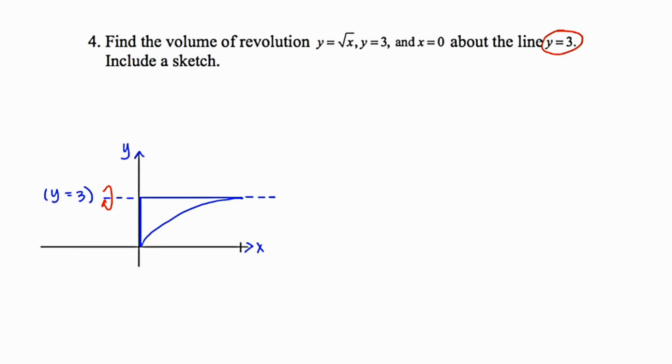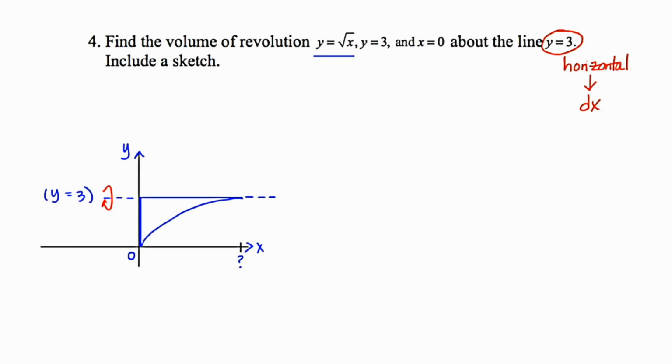Y equals 3 is horizontal, and as a result, this is going to be a dx problem. Just like the x-axis is horizontal, this will be a dx problem. This also means that when I set up my limits of integration, I'm going to need a low x and a high x. Well, my low x is certainly going to be 0 because that's where this little region begins. But where this region ends is a little bit of a mystery. But I can figure this out by taking our function y equals square root of x and asking, when does this function reach a height of 3?